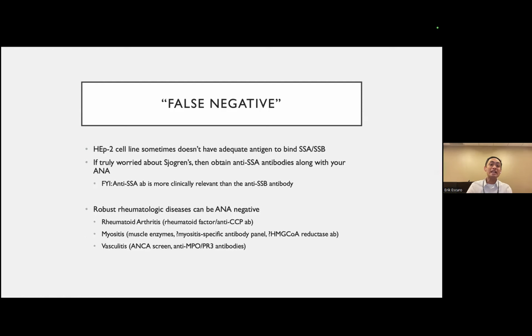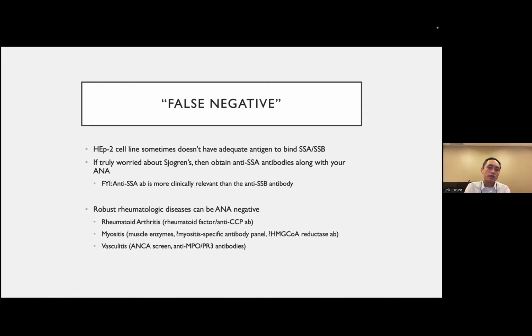Now, what about the false negative ANA? As I mentioned before, for lupus, you shouldn't really have these false negative ANAs anymore. But for other conditions like Sjogren's disease, there's a scenario where sometimes there's not enough antigen on that control cell line to bind the SSA antibody. And so if you actually directly tested for the SSA antibody, it would actually be positive. So the take-home point there is that if you're concerned that a patient has Sjogren's, maybe not just getting the ANA, but getting an SSA antibody along with it would be helpful.